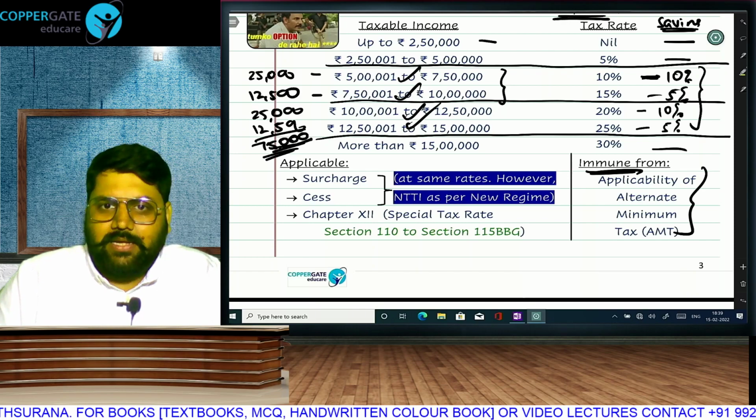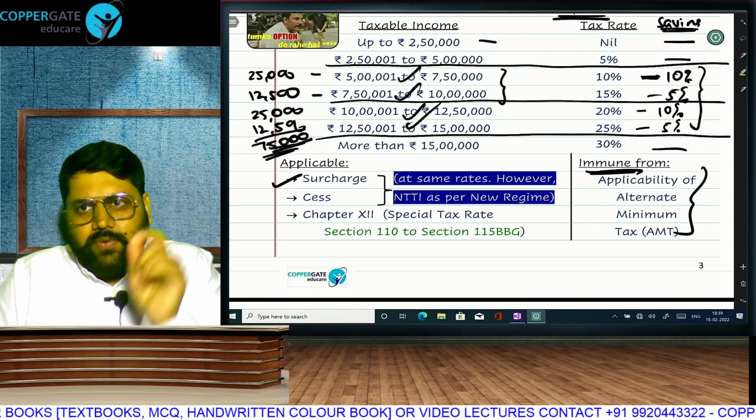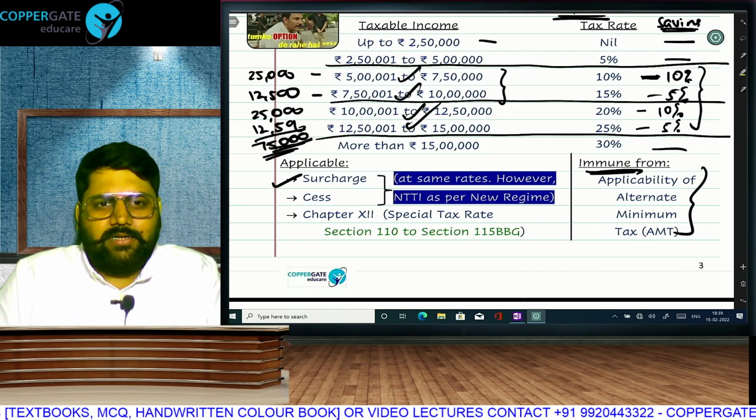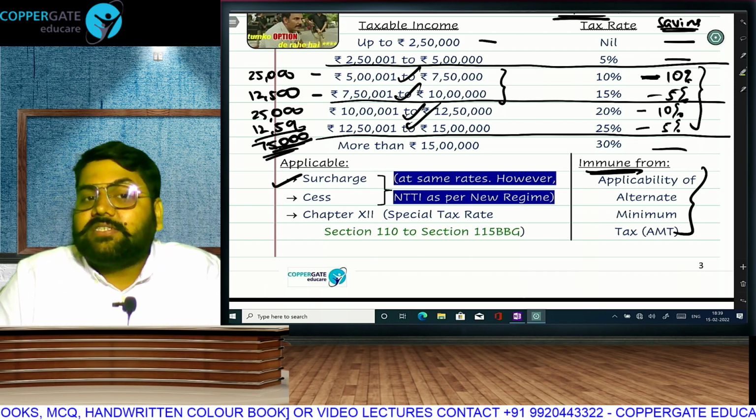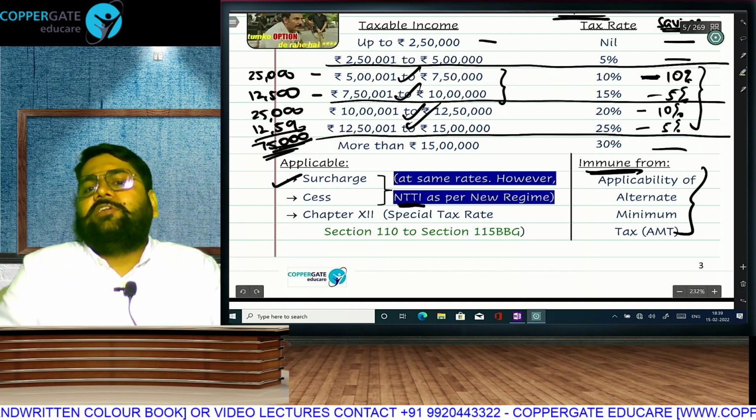But what will be applicable? Surcharge, same rates, 10, 15, 25, 37. 25, 37 not applicable for certain incomes. Marginal relief, absolutely same, with a small thing to be noted, that NTTI will be calculated as per new regime.